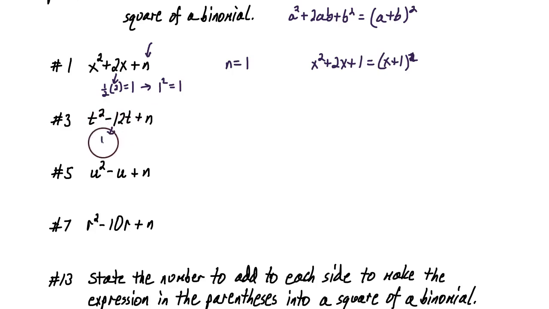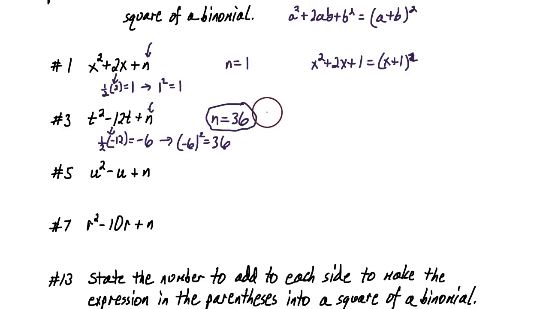To find the number, we're going to take half of the negative 12. That makes negative 6. Then take the negative 6 and square it. And that makes positive 36. And that's what n has to be. N has to be 36. That question's done. But again, let's pursue the reason why it's 36. Because if it was, then the trinomial would be t squared minus 12t plus 36. And this would factor as t minus 6 squared.